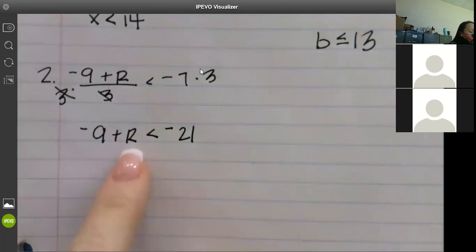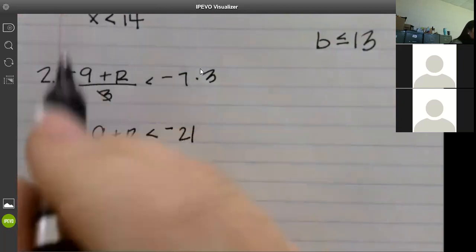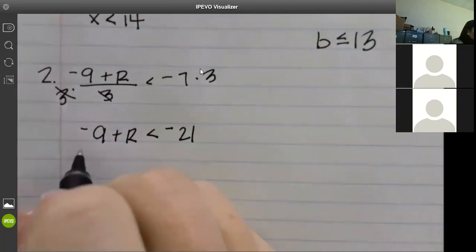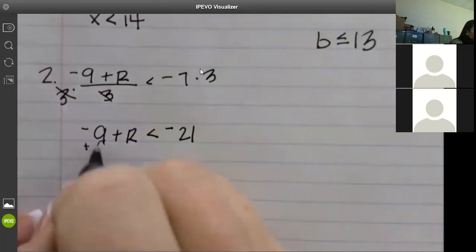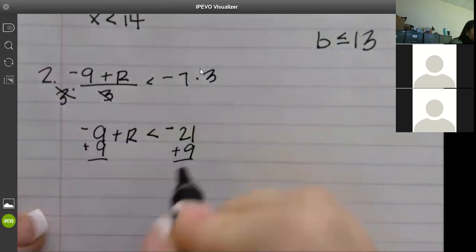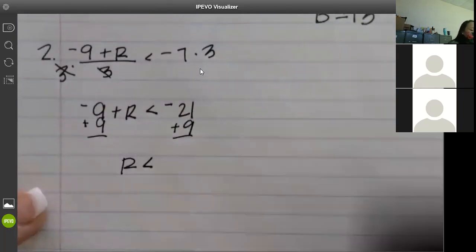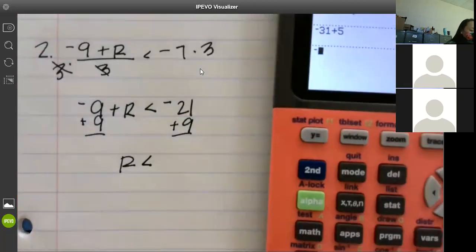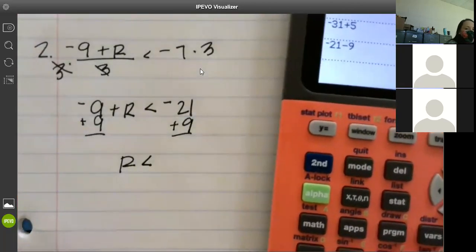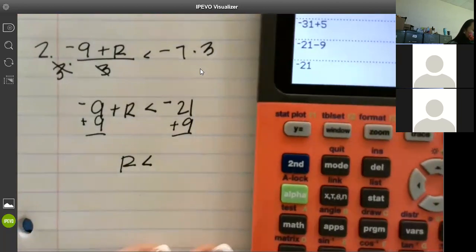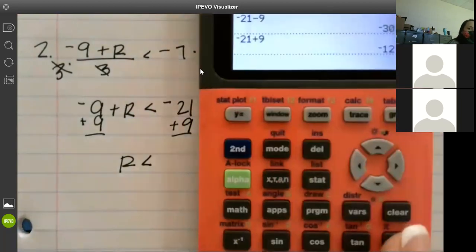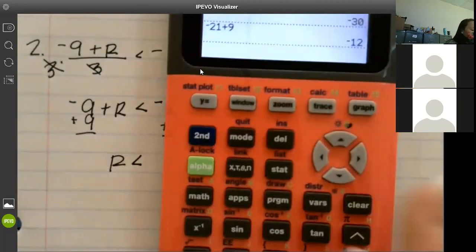How do I get r by itself? It has a negative 9 with it. How do I get rid of that negative 9? Add it. Perfect. So I get r is less than, again, if you need to, don't freak out, negative 21. Sorry, I didn't type it in right. Plus 9 is negative 12.